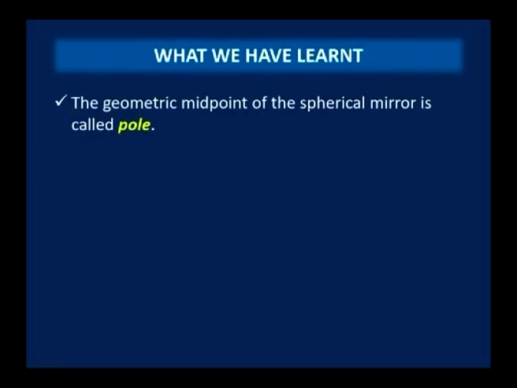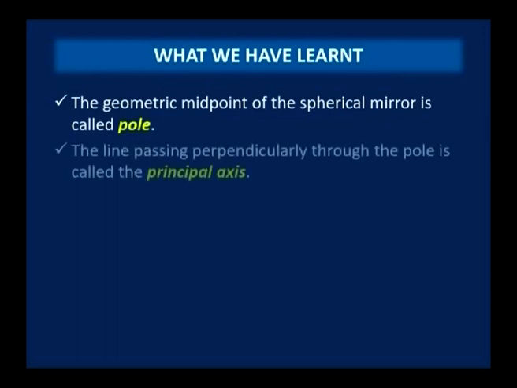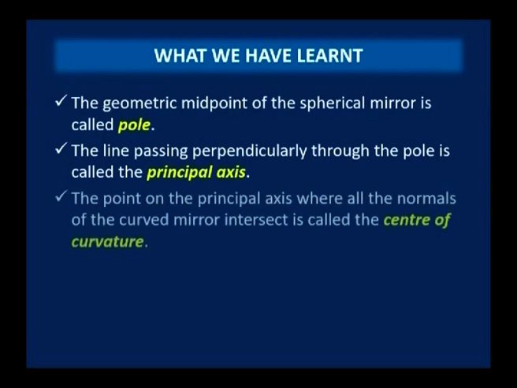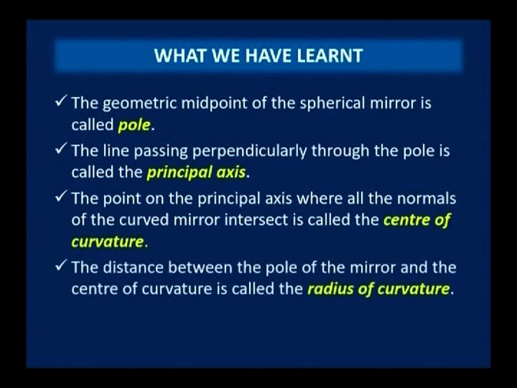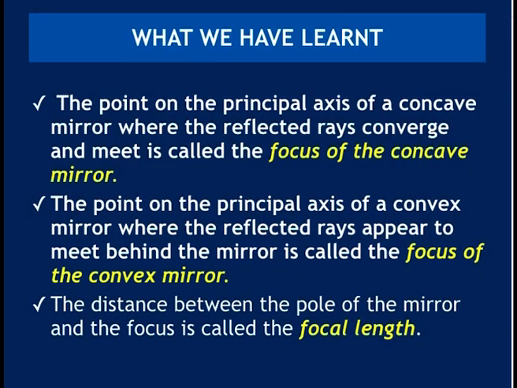And about the terminology, the geometric midpoint of the spherical mirror is called the pole. The line passing perpendicularly through the pole is called the principal axis. The point on the principal axis where all the normals of the curved surface intersect is called the center of curvature. And the distance between the pole of the mirror and the center of curvature is called the radius of curvature. The point on the principal axis of a concave mirror where the reflected rays converge is called the focus of the concave mirror, and the point on the principal axis of a convex mirror where the reflected rays appear to meet behind the mirror is called the focus of the convex mirror, and the distance between the pole of the mirror and the focus is called the focal length. Okay children, so these are the important points that we have learnt today.